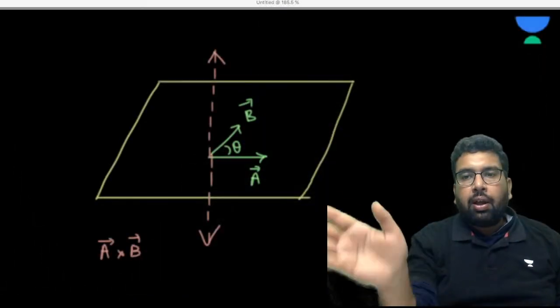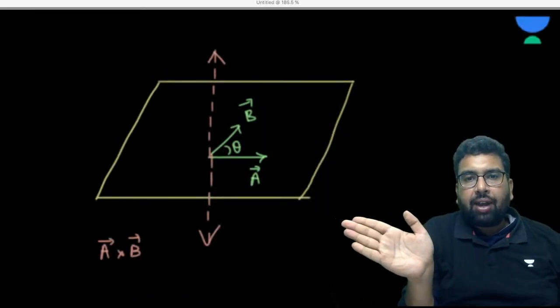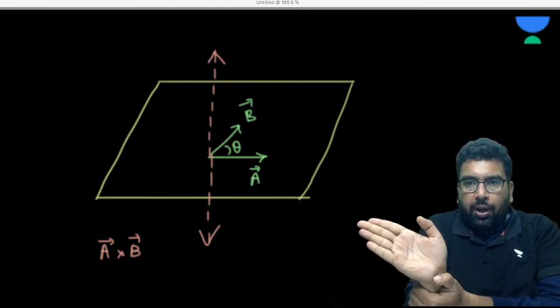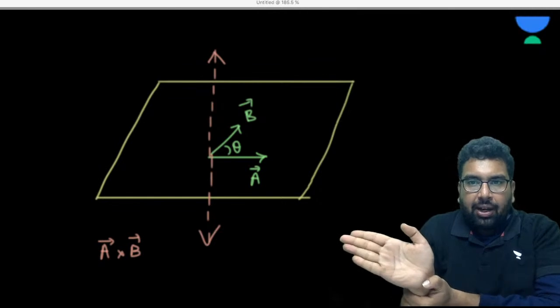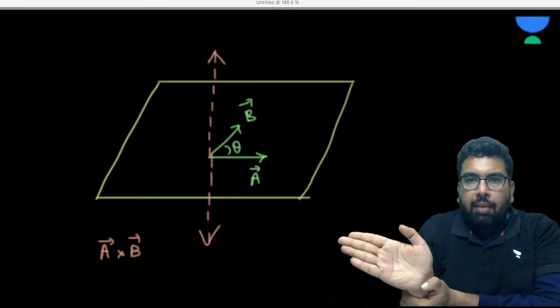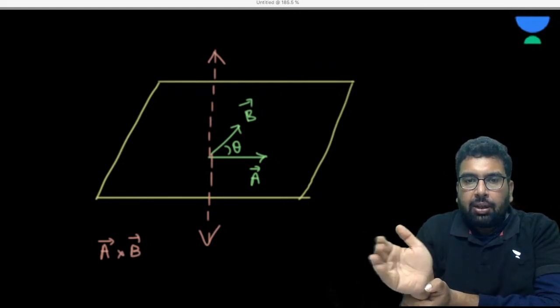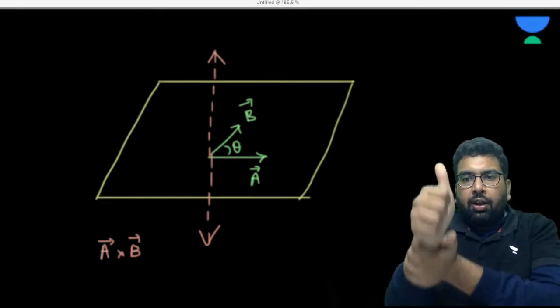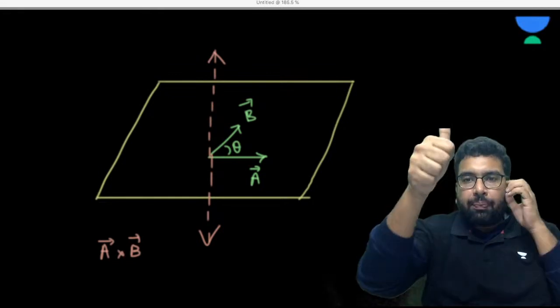Initial A. You do it with me, because this will only be clear when you do it yourself. So we have this A vector, and this is my origin. This is my A vector. Now I am moving my fingers towards B, so it must be moving like this. When it moves like this, my thumb is pointing in the upward direction.